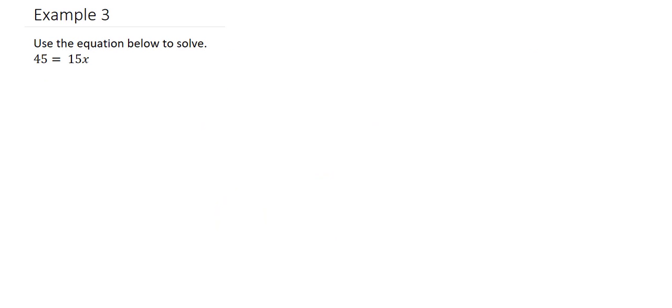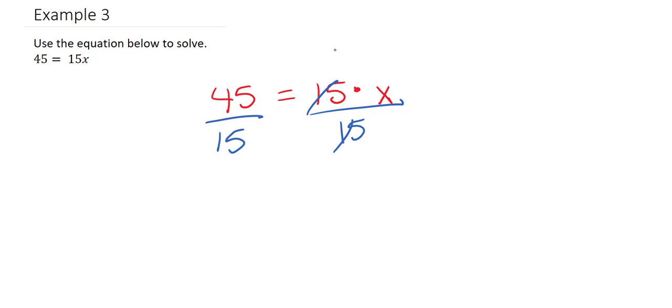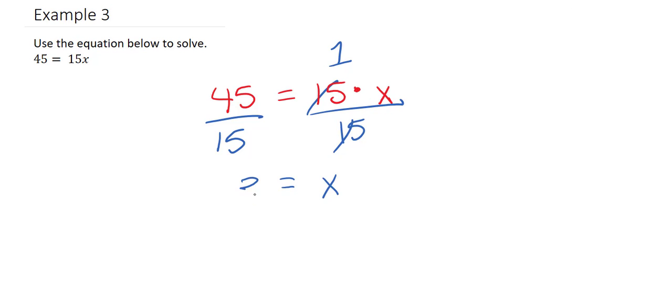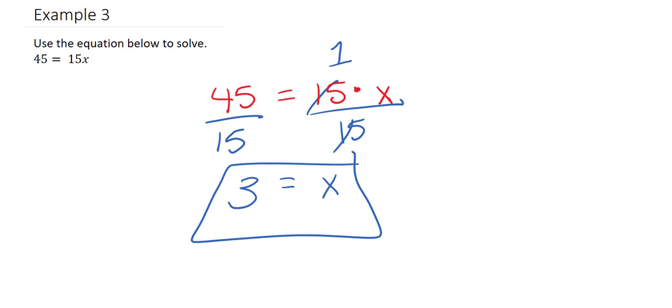Example 3: We're going to use the equation below to solve. We have 45 is equal to 15 times x. To undo this multiplication, we divide by 15 on both sides. This just becomes 1, so on the right-hand side we are left with x. Now 45 divided by 15 is equal to 3. So 3 is our solution. Now let's look at the last example.